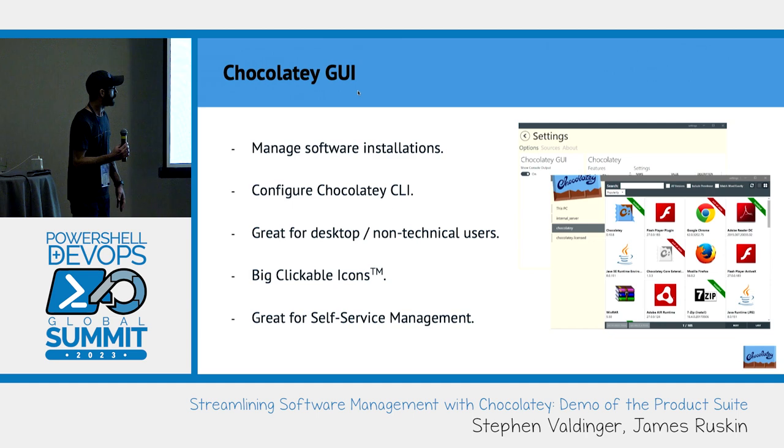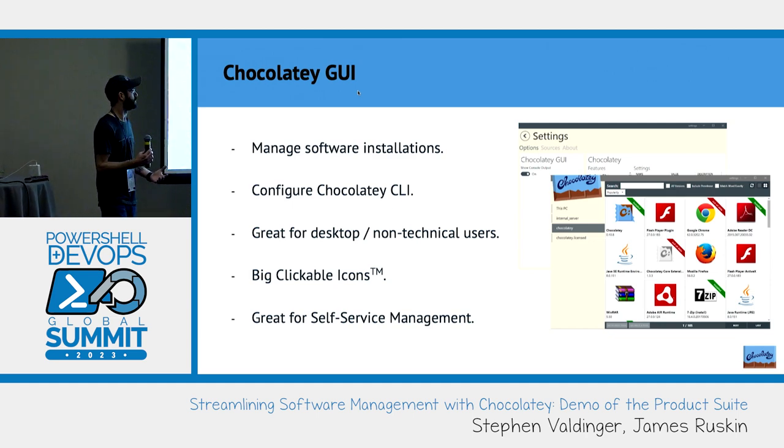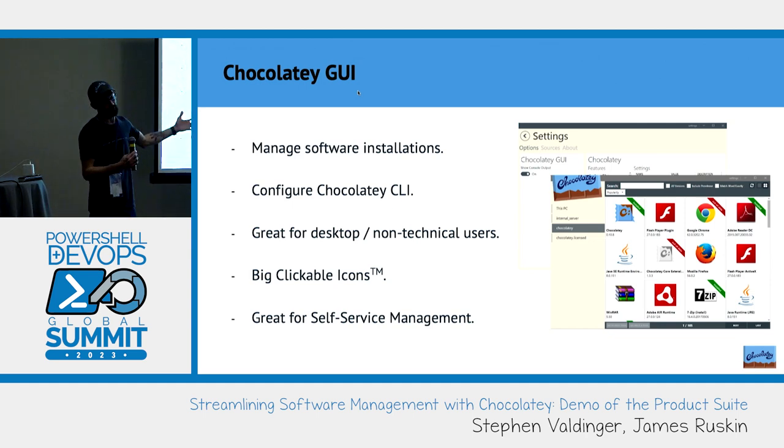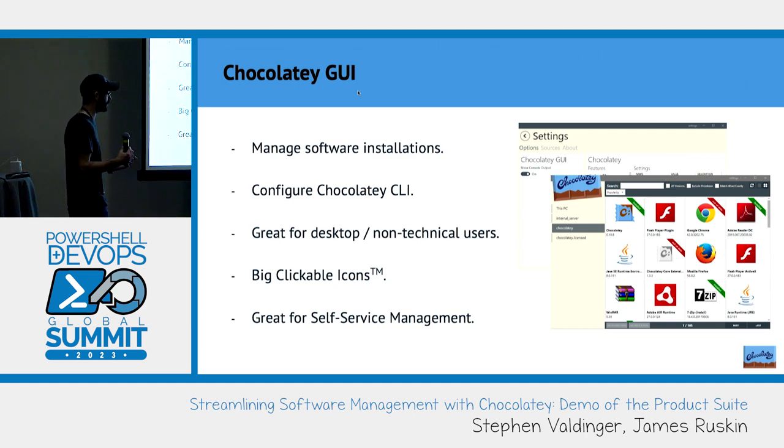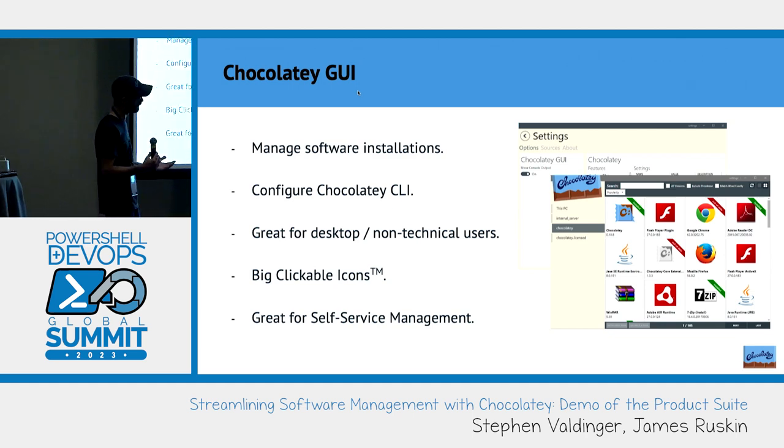So with Chocolatey GUI, we've kind of dove into this a little bit already, but you can use a nice friendly interface for doing the same things that the command line does. At the end of the day, this thing is just a wrapper for the CLI. So when you click on an application and you click install, it runs choco install. Same when you want to upgrade it or uninstall it.